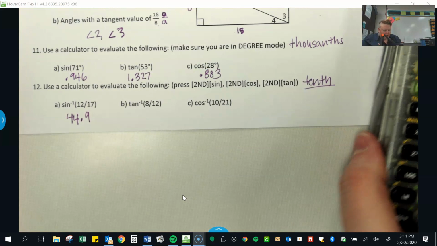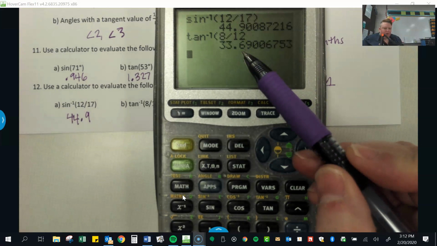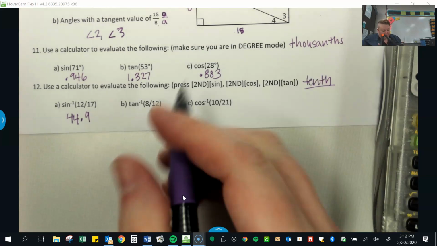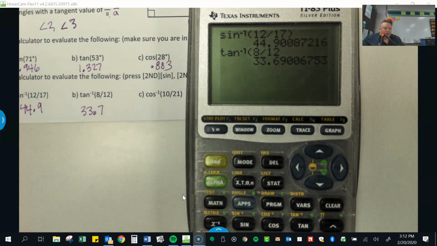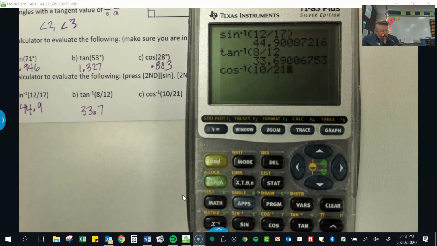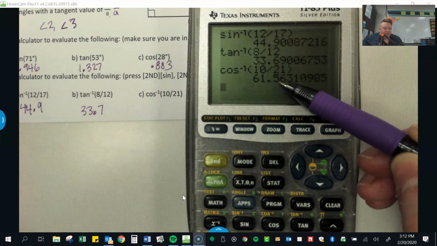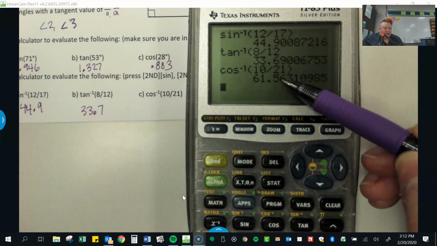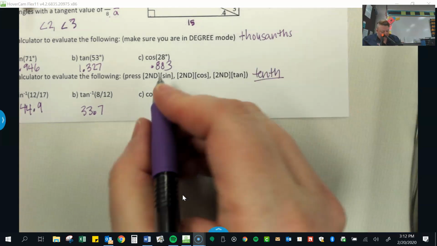Okay. Inverse tangent of 8 over 12. 33.69. There's this 9 after that 6. That changes that 6 to a 7. Okay. Inverse cosine of 10 over 21. 51.56. The number after the first decimal place, the tenths place, is a 6. That makes the number in front of it go up 1. So our 5 becomes a 6, so it's 51.6.